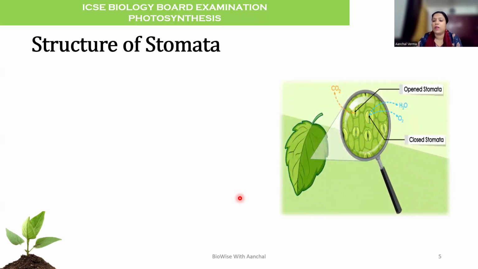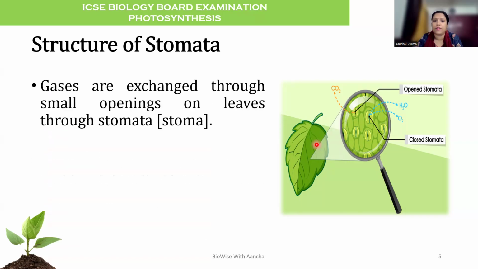Structure of stomata, you can see, where is the location of stomata? Stomata is located on the epidermal surface of the leaf. That is the outermost surface of the leaf. Mainly concentrated on the lower side in the dicots, but uniformly distributed on both the sides in monocots. So when the location of stomata is asked, it has to be mentioned as on the epidermal surface of the leaf or on the epidermis of the leaf.